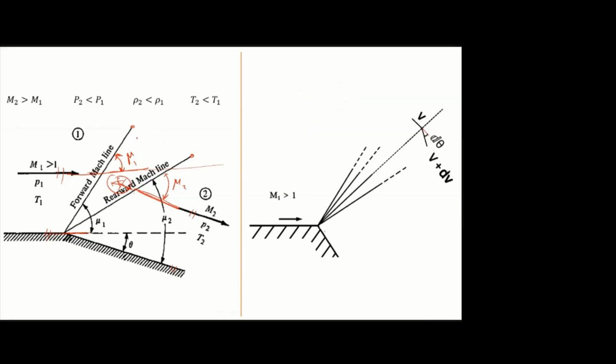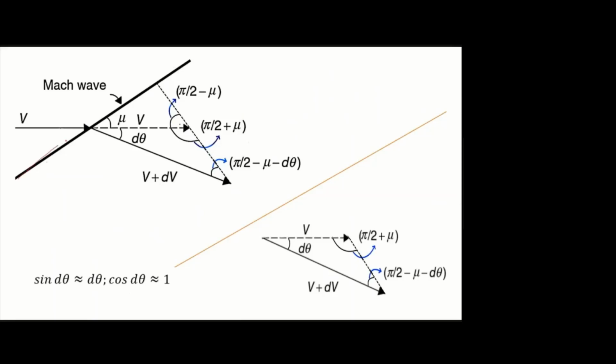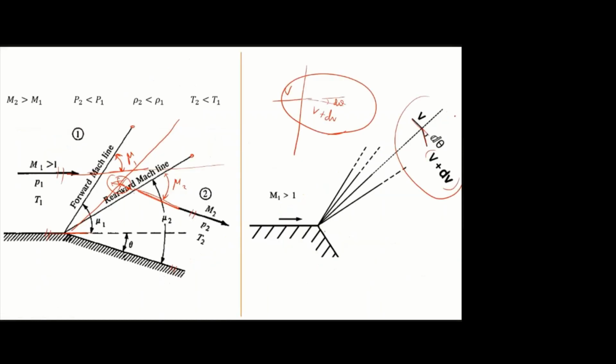To derive the relation, I am taking only one Mach wave from this expansion fan. Here the velocity is V, and there is a negligible change in flow direction d theta, and a small change in velocity dV. So across the Mach wave there is a small change in flow direction and flow properties, V plus dV. This is the Mach wave. This is the upstream velocity V, and the flow changes by d theta in direction. So the velocity is increased to V plus dV. Only this portion I assumed here.